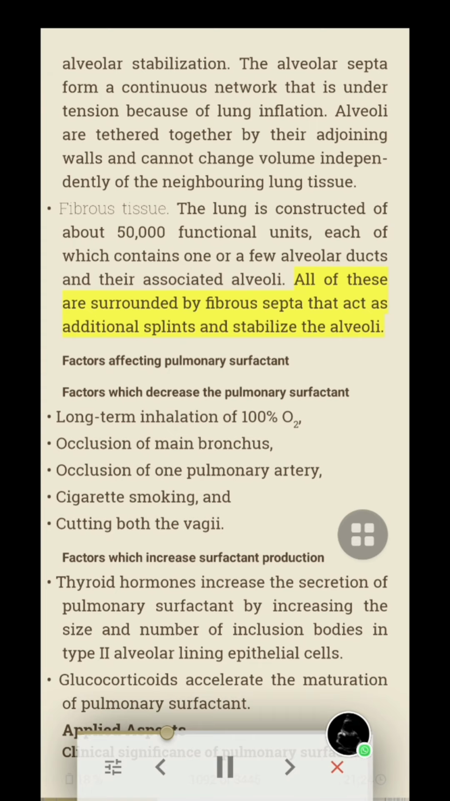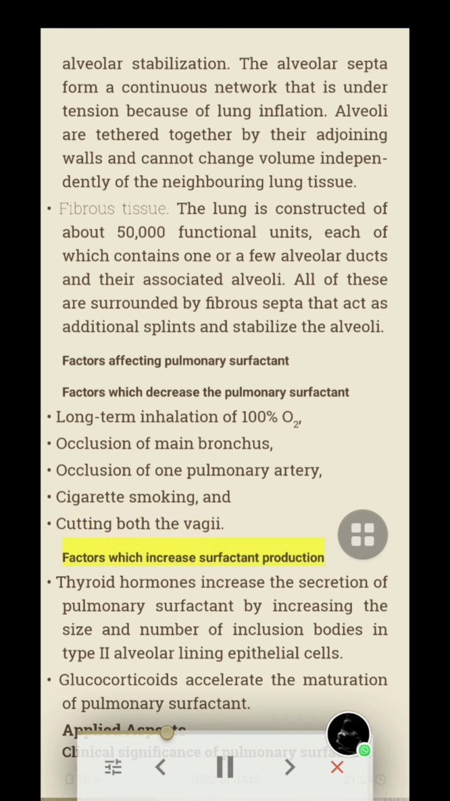All of these are surrounded by fibrous septa that act as additional splints and stabilize the alveoli. Factors affecting pulmonary surfactant. Factors which decrease the pulmonary surfactant: long-term inhalation of 100% O2, occlusion of main bronchus, occlusion of one pulmonary artery, cigarette smoking, and cutting both the vagi.